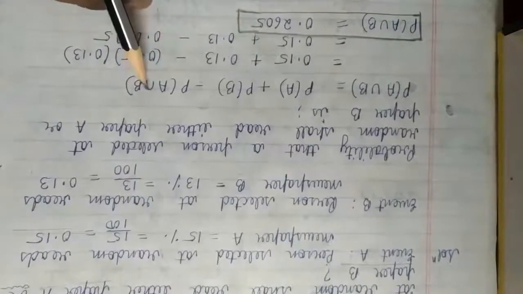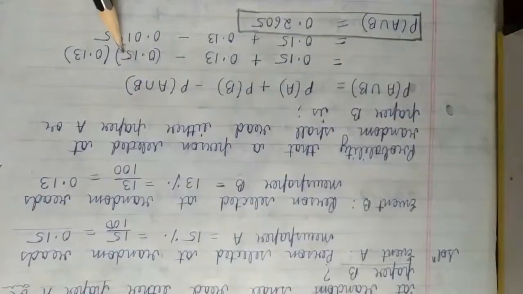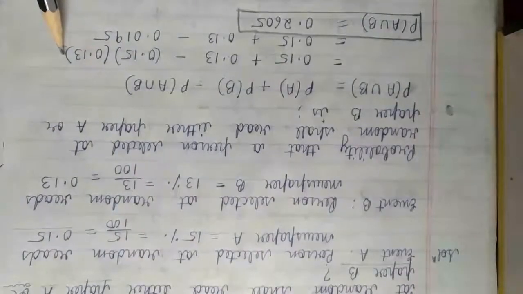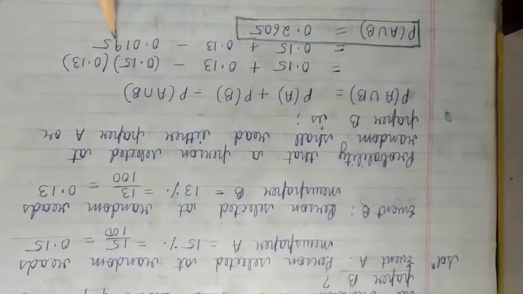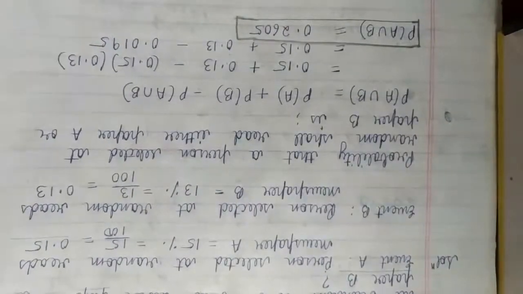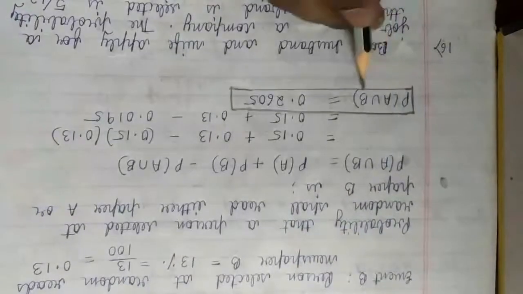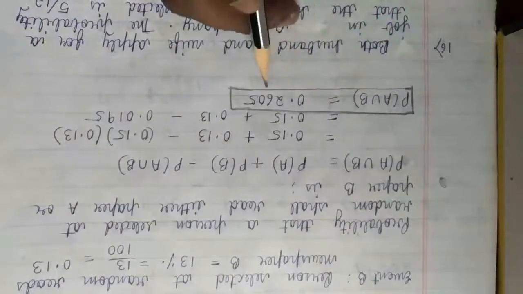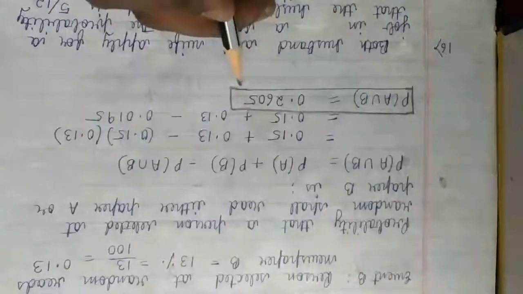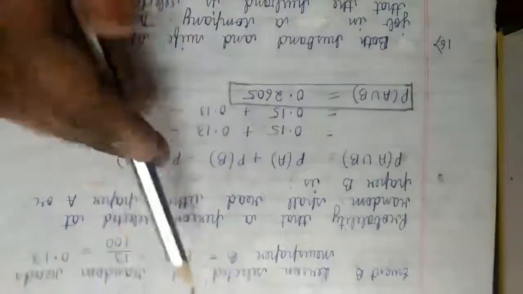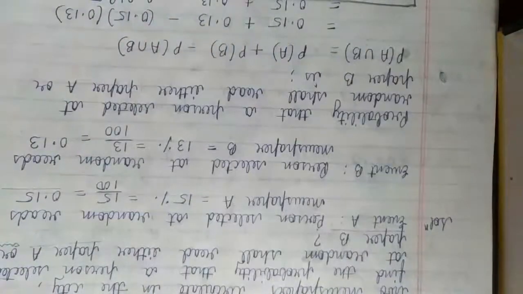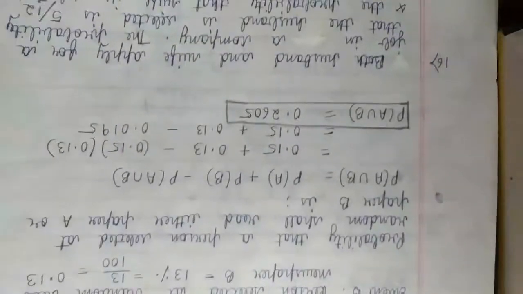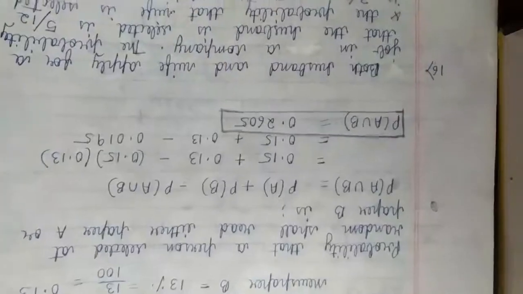This "into" means multiplication, as I have told you. So 0.15 plus 0.13 minus 0.15 into 0.13. If you multiply and add up everything, you will get probability of A union B is equal to 0.2605. So the probability that a person selected at random shall read either newspaper A or newspaper B is 0.2605. Fine.